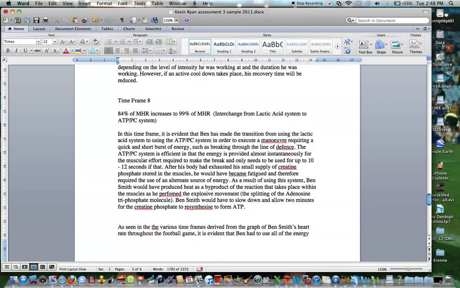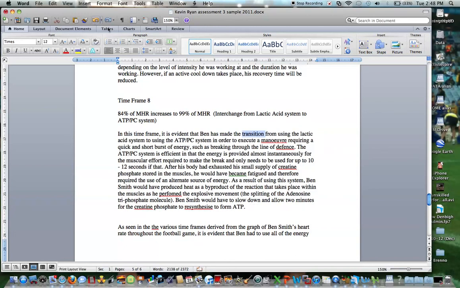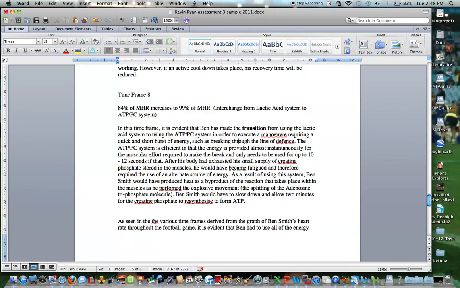So again, we looked here from the lactic acid system, so it has made the transition from one system to the next. And that's what made it, for me, so much better and easy to read. In this time frame, it is evident that Ben Smith has made the transition from using the lactic acid system to using the ATP system in order to execute a manoeuvre requiring a quick and short burst of energy, such as breaking through the line of defence. There's an interchange. There's analysis of what's been taking place with the two systems. He's got examples in there, and he's done it very well.